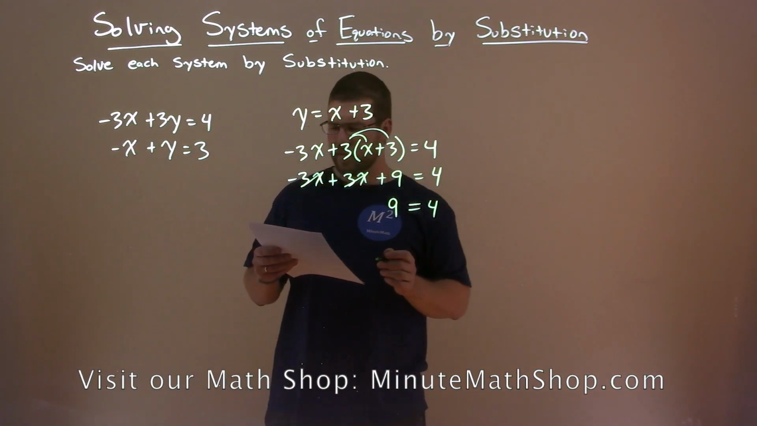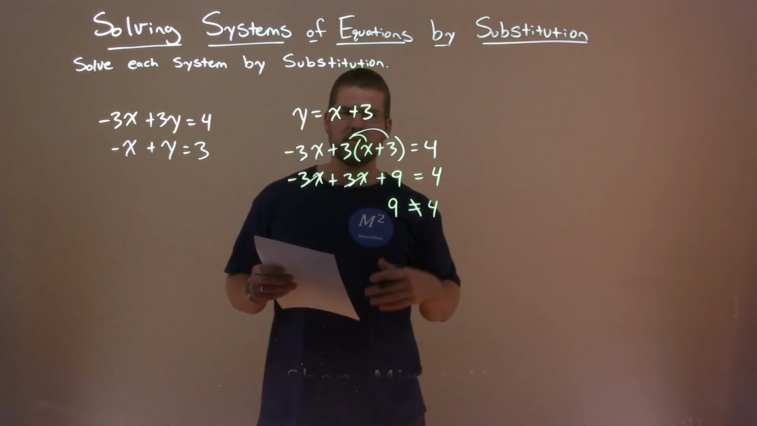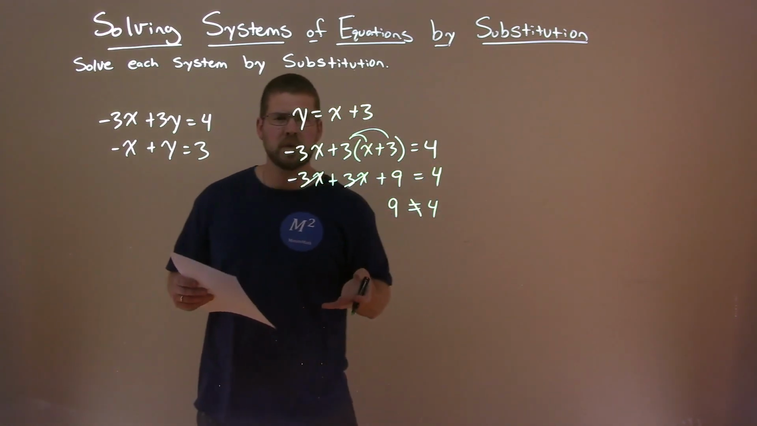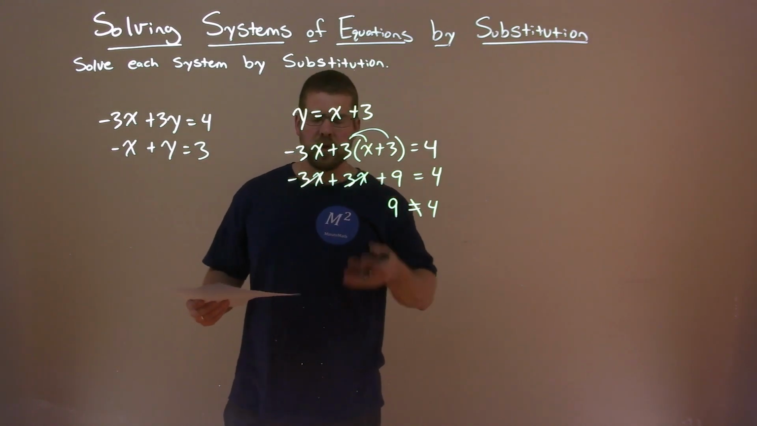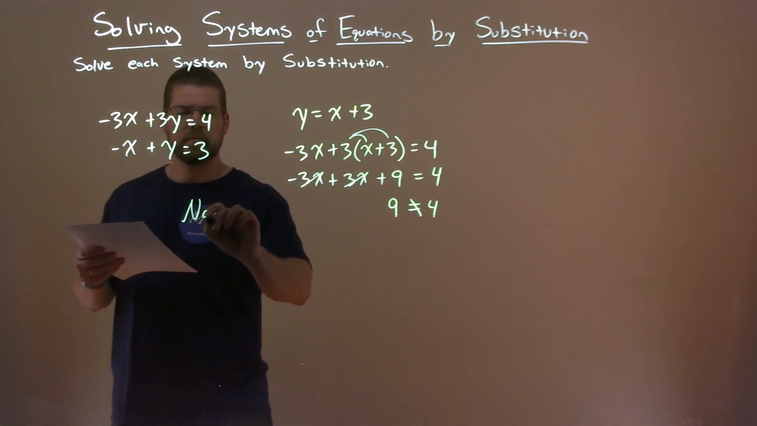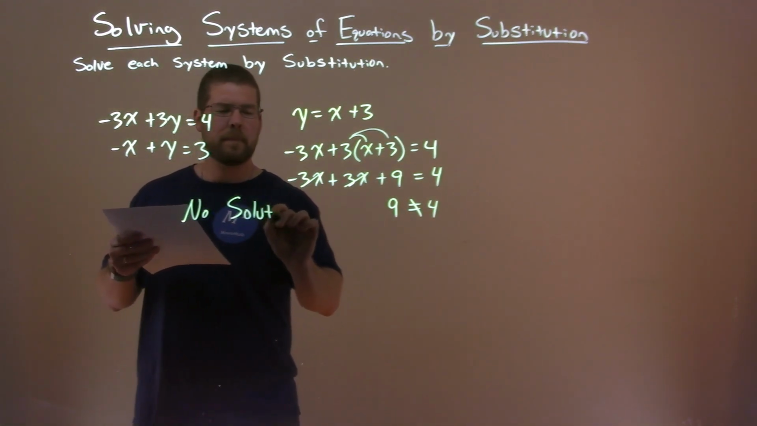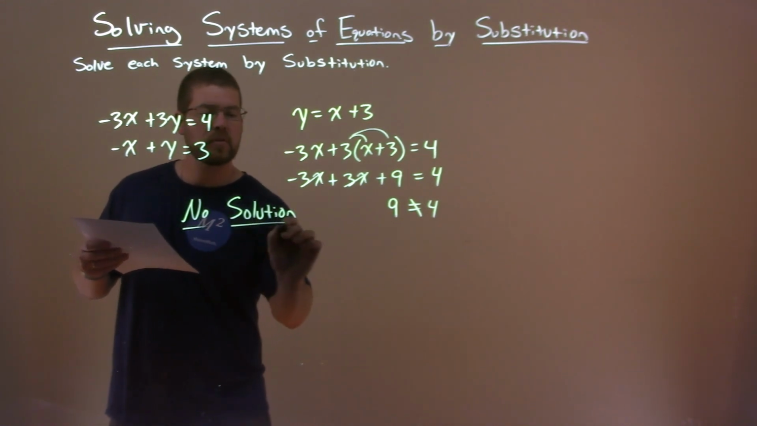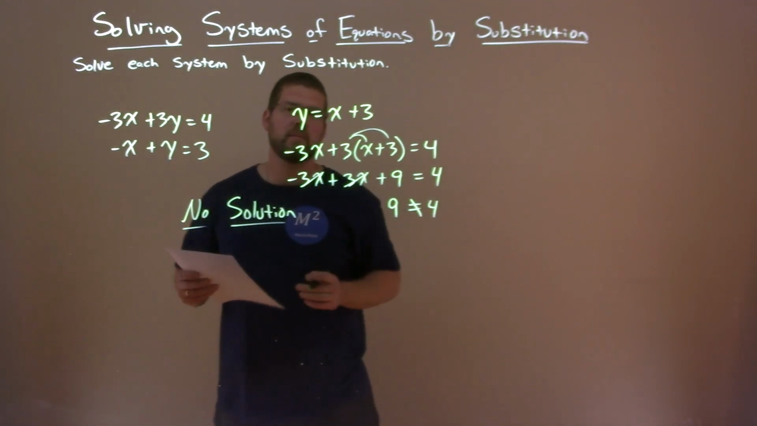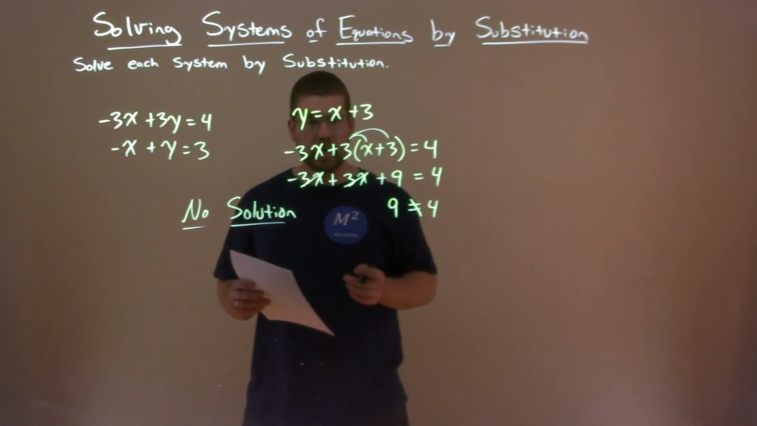Well, is that a true statement? Does 9 equal 4? Well, no. They're not equal. It's not true. So what does that mean here? That means we have no solution. There is no solution for this system of equations, and that is our final answer.